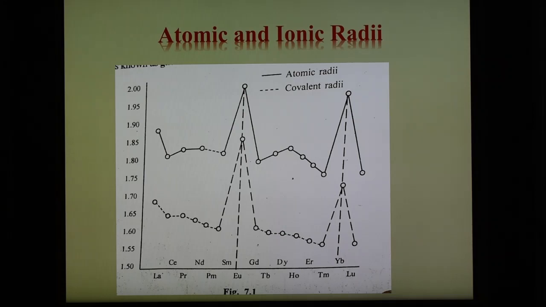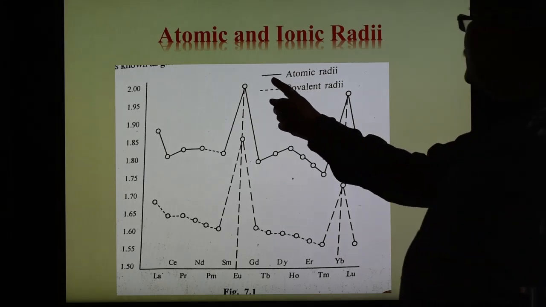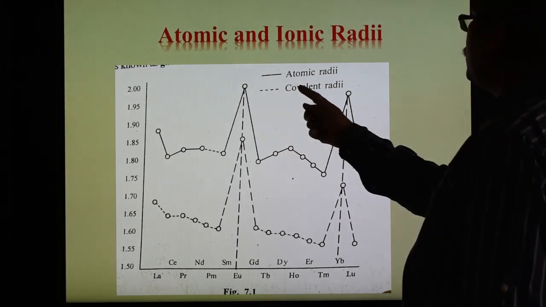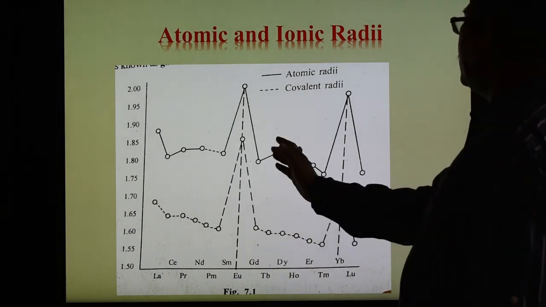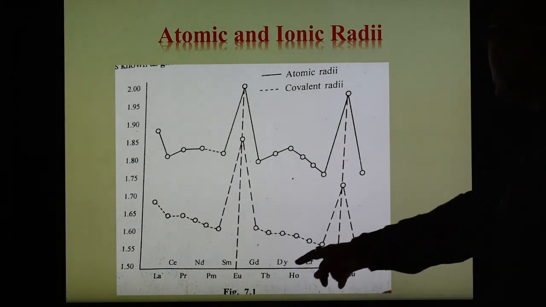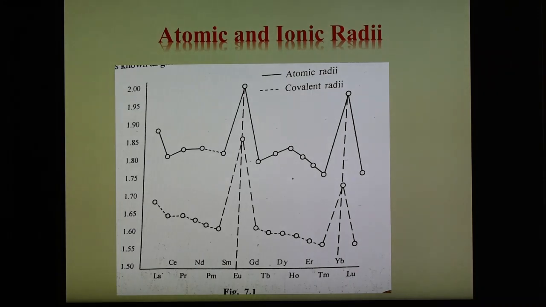In this figure, the atomic radii are shown by the solid line and the covalent radii by the dashed line. At gadolinium there are two breaks. This is known as the gadolinium break, and it shows the higher values of two exceptional elements. In short, these elements show a slight decrease in atomic and ionic radii with the increase of atomic number. This decrease in atomic size or atomic radii is known as lanthanide contraction.